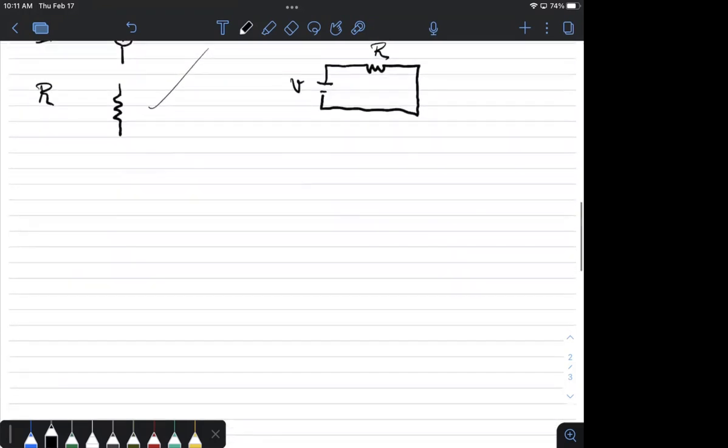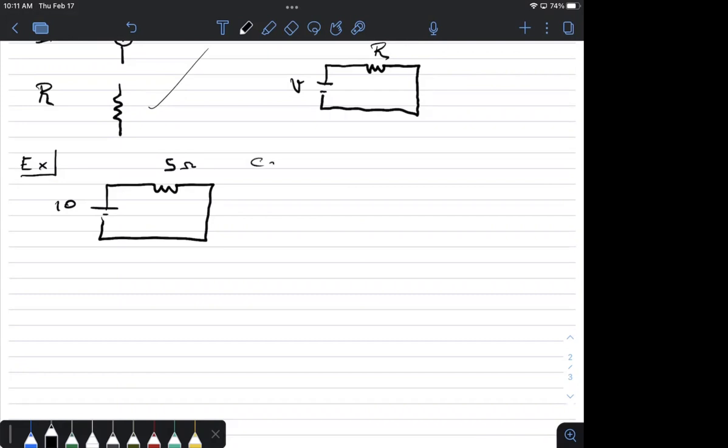All right, so let's do a quick, easy example. Here's an example. You have a circuit, which looks like this. This is a 10-volt power source, and you have a resistor of 5 ohms. The question is, calculate the current and power of the circuit.